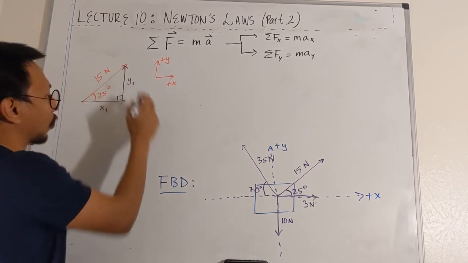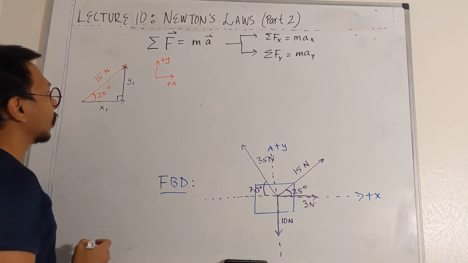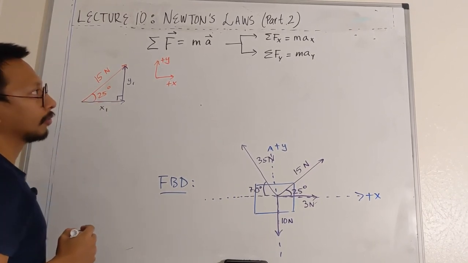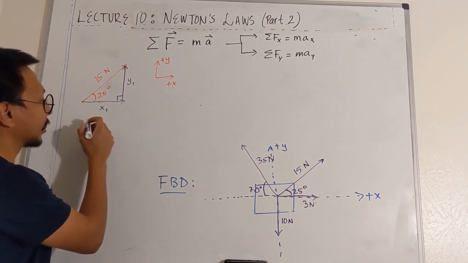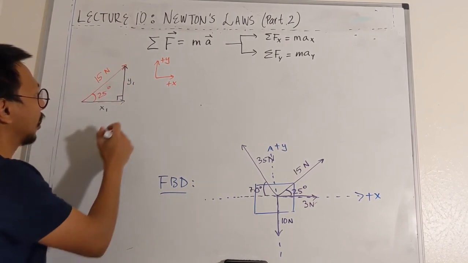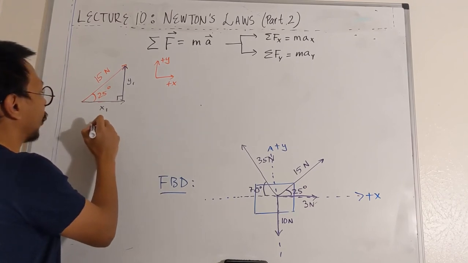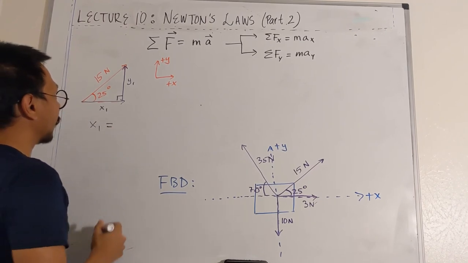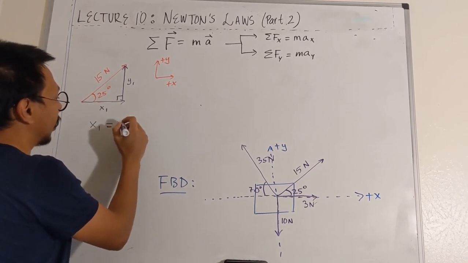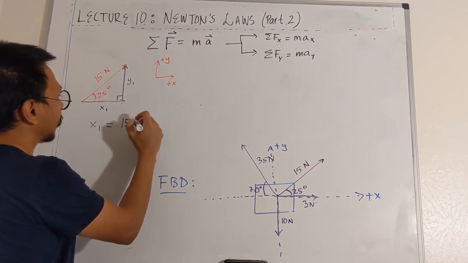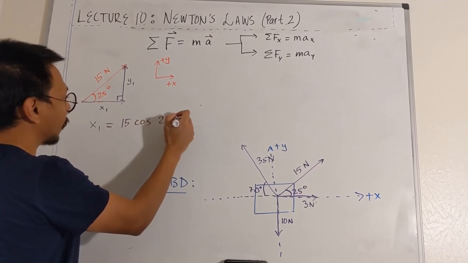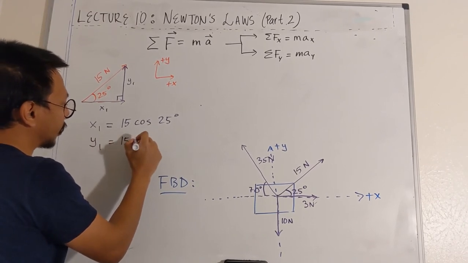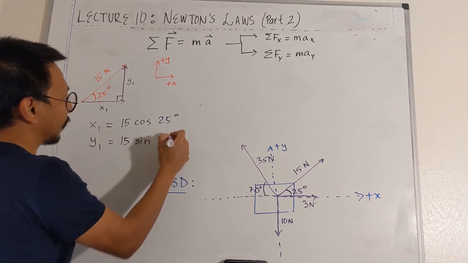All right, since we have done problems involving these component calculations before, I will just write them down, and I expect you to work it out on your own. We have x1, the x component of the 15 Newton force, is x1 equals 15 times cosine of 25 degrees. y1 is equal to 15 times sine of 25 degrees.